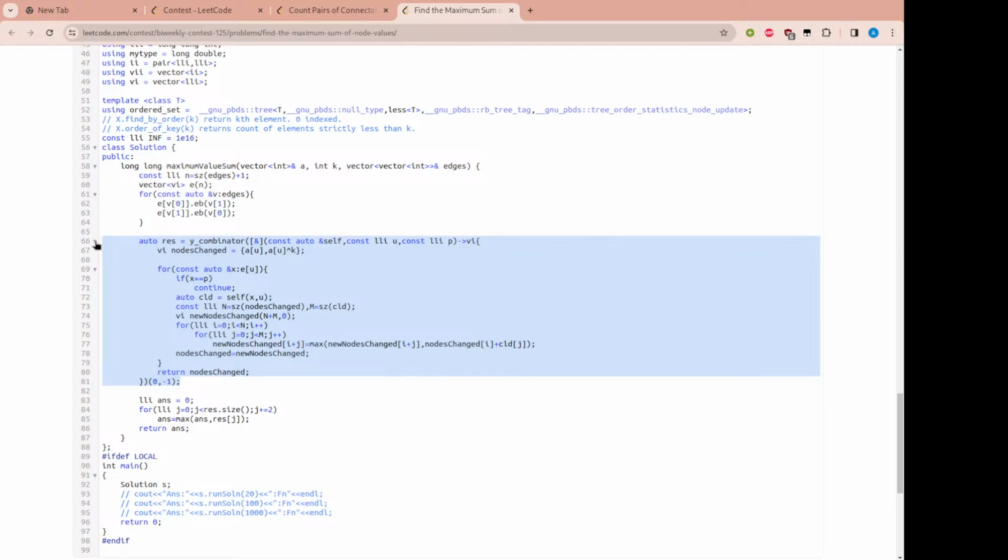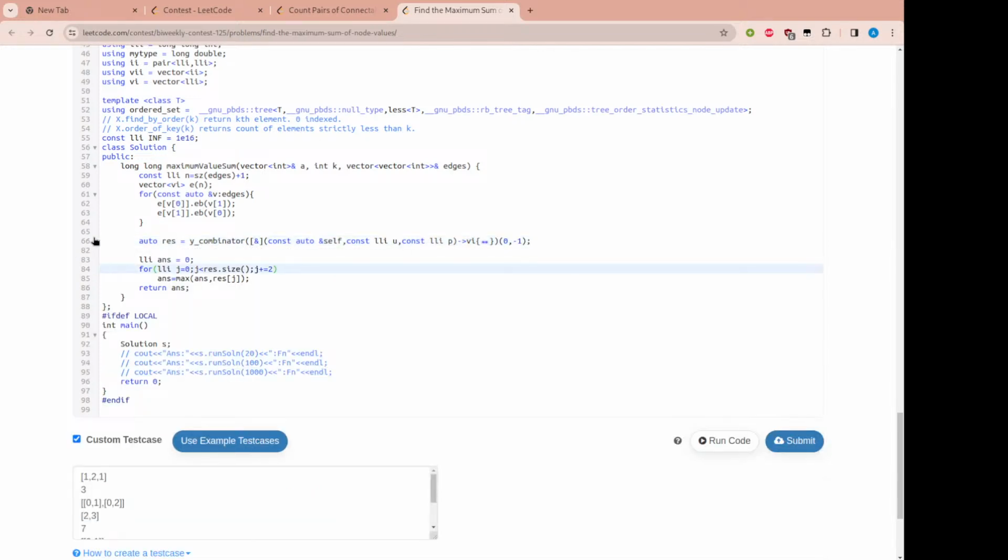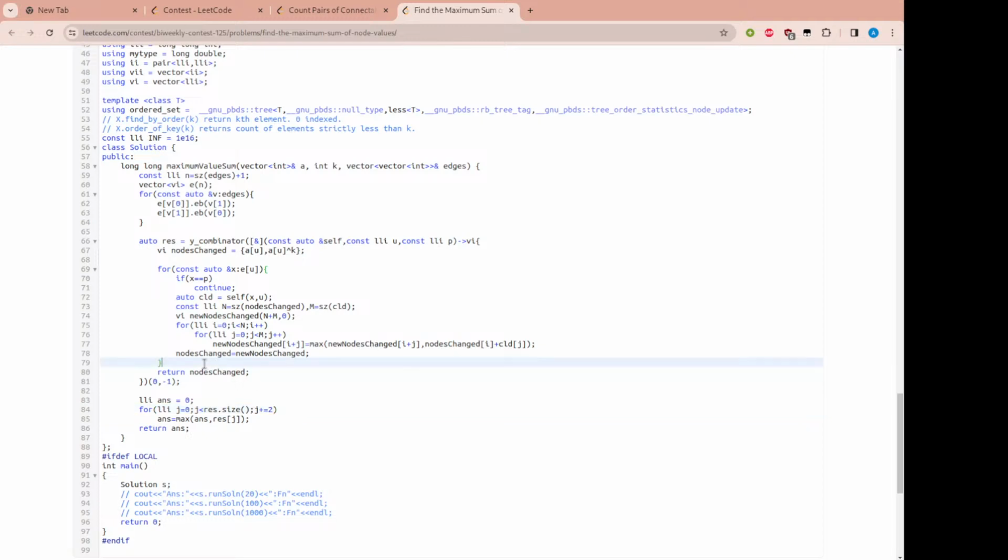Like this is an order n square algorithm where I am maintaining for each child how many nodes have changed for them, and then I am trying to combine it with the parent as well. Any questions on this brute force algorithm first? Then the next idea was, because we only care about whether the node count is odd or even, instead of using a vector we can use a vector of size 2.